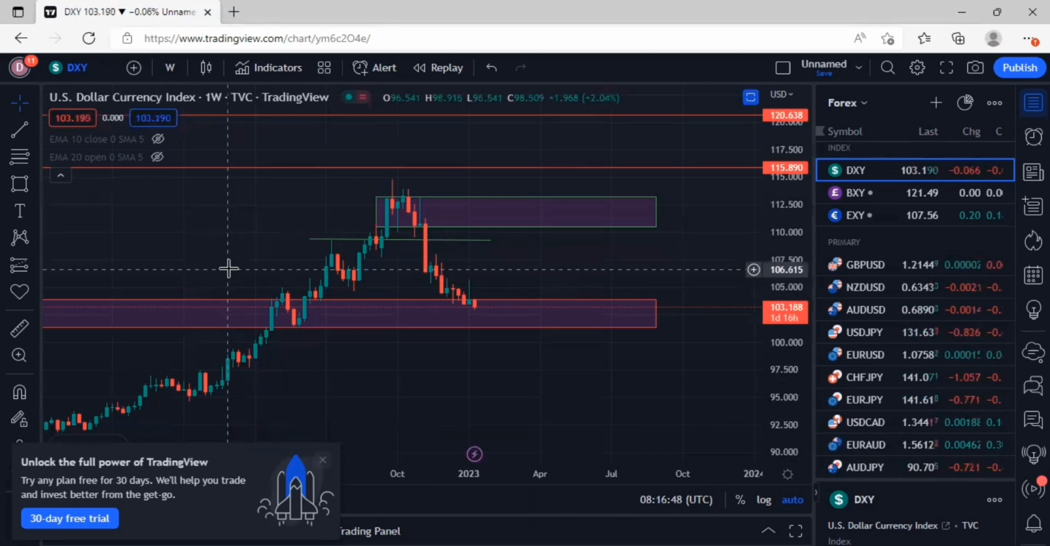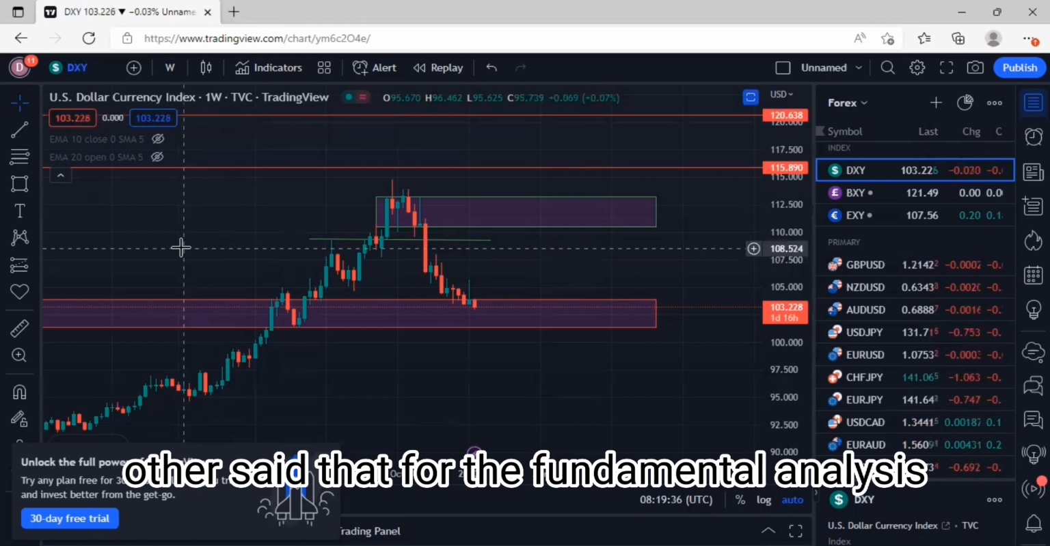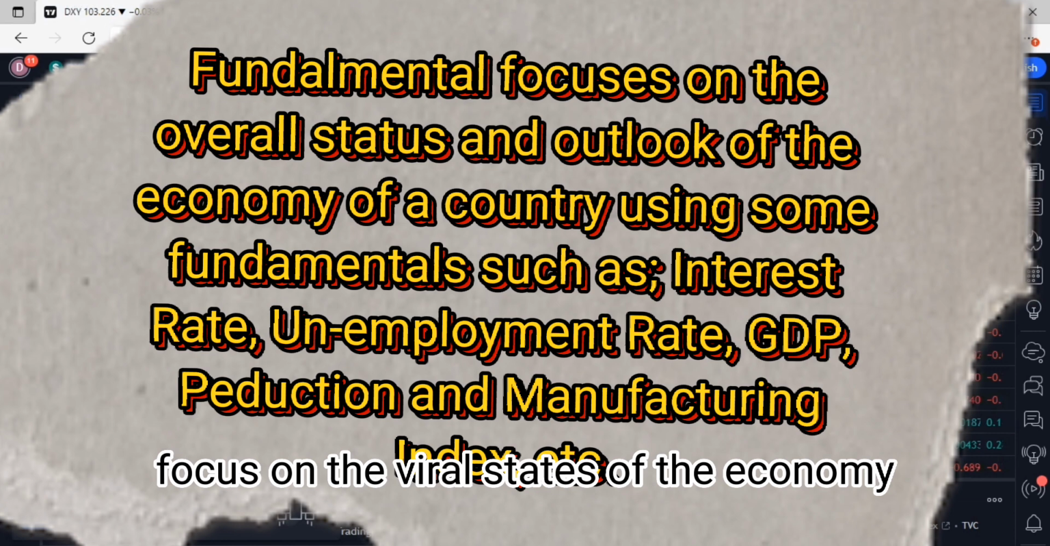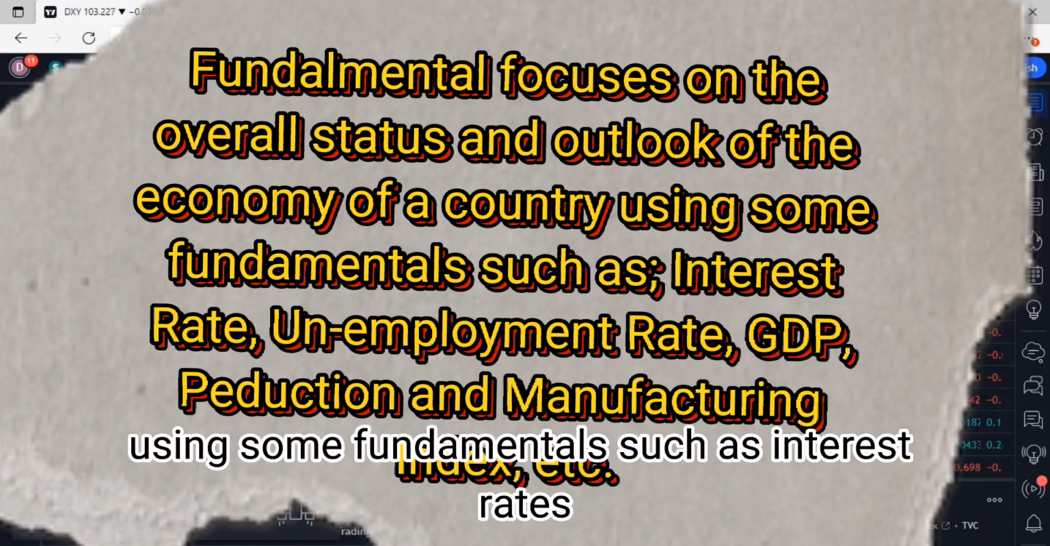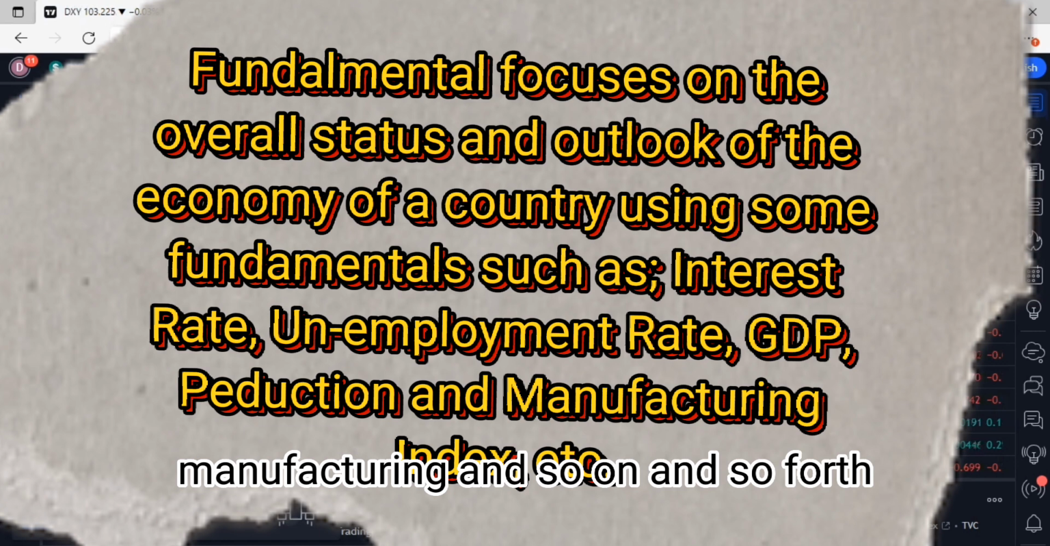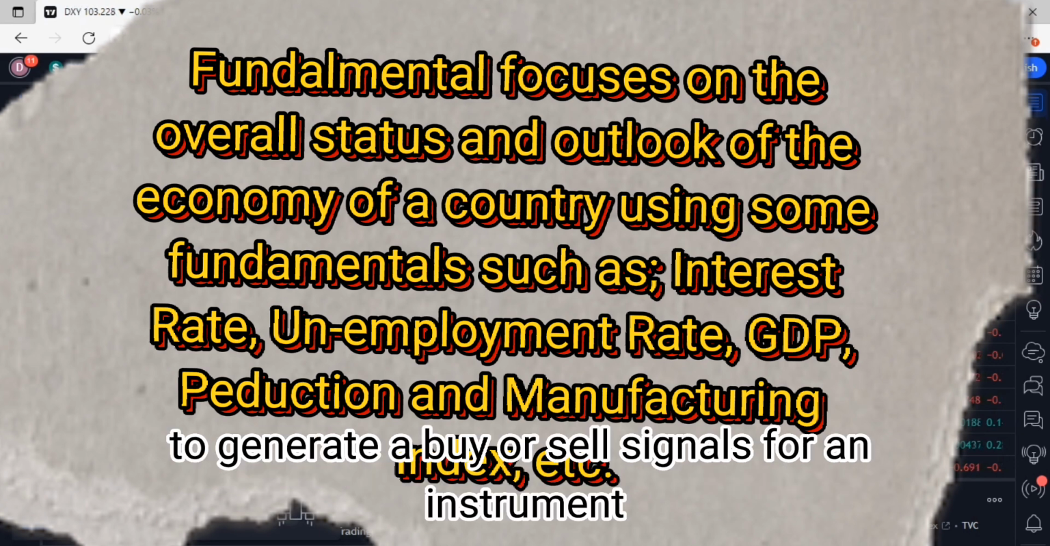and there are some that will tell you the volume. Having said that, the fundamental analysis focuses on the overall state of the economy of a country, using fundamentals such as interest rates, employment rates, GDP, manufacturing, and so on and so forth, to generate buy or sell signals for an instrument.